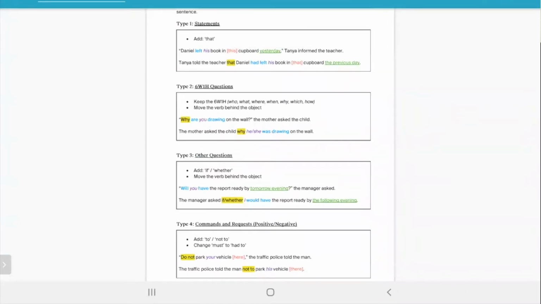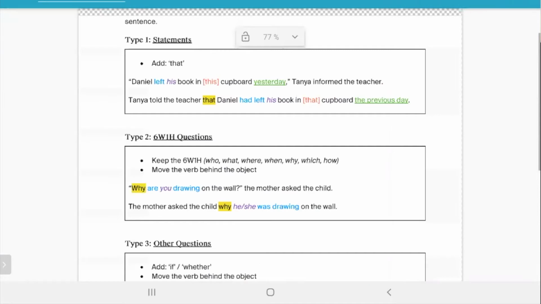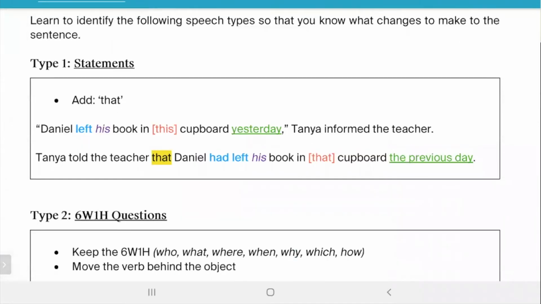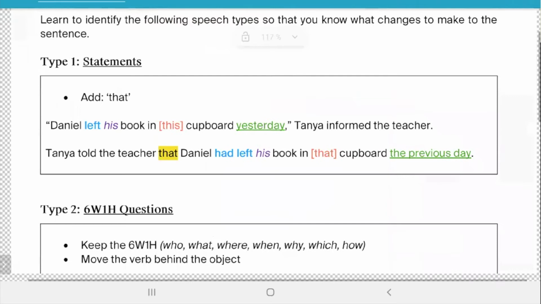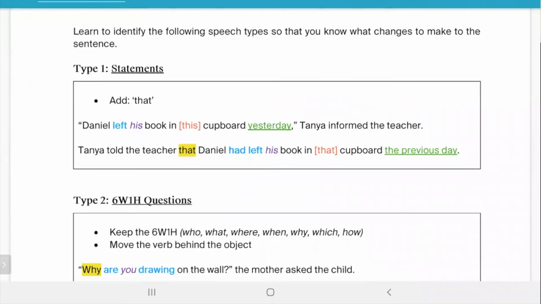Yes? Okay, so the first one, statements. Statements just means when I'm saying something, but I don't expect you to do anything about it. I'm just commenting. So example, Daniel left his book in this cupboard yesterday. I'm just telling you, but it's not like I'm instructing you to do anything. So for statements, remember to add in the word that along with the TPTP.